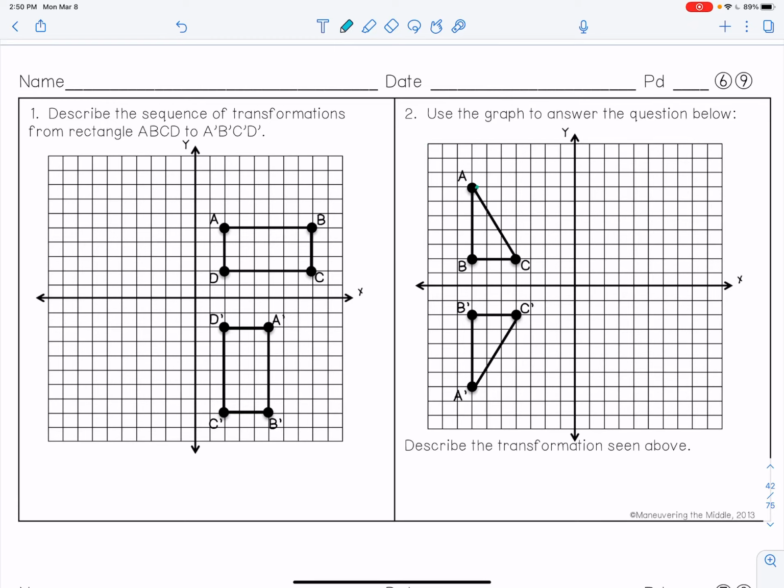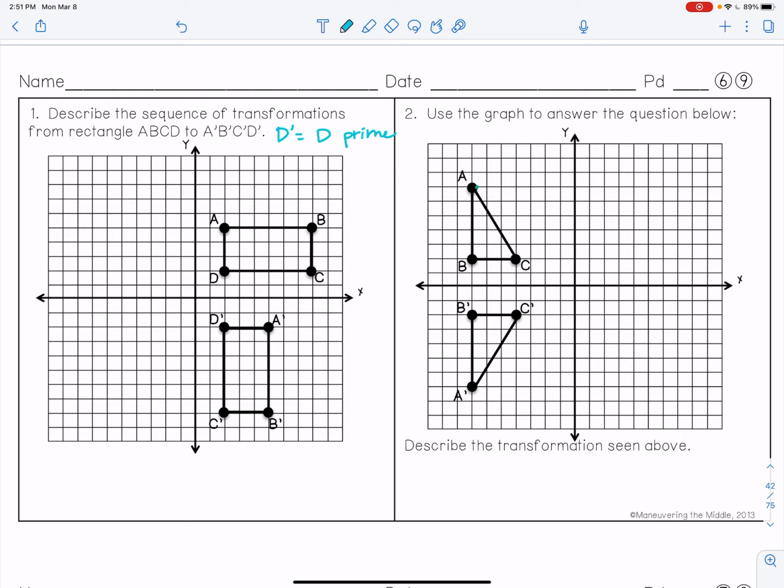All right, hi everyone. So here is our bell work, day 69. Number one says to describe the sequence of transformations from rectangle ABCD to our new rectangle A'B'C'D', but it's prime. That's what that little apostrophe means. It's read as D parentheses is really D prime. That's not something you'll need to know, but in case you were just wondering.